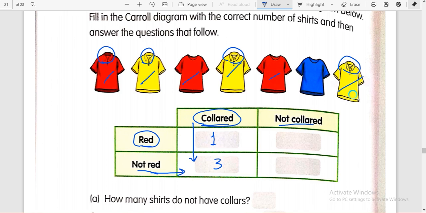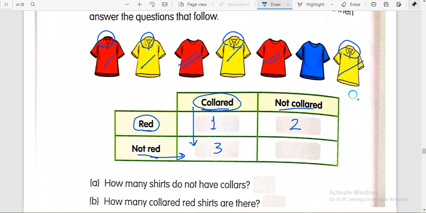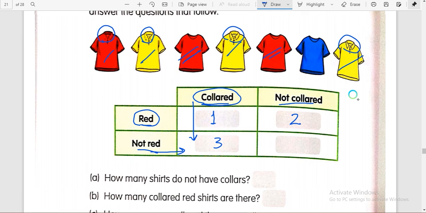Not colored but red. Not colored but red, so we have only 2. 2 shirts are red but without any colors. Here, not colored and not red. Not colored and not red, we have only 1 shirt here, this one, without any colors and not red, so it's 1.